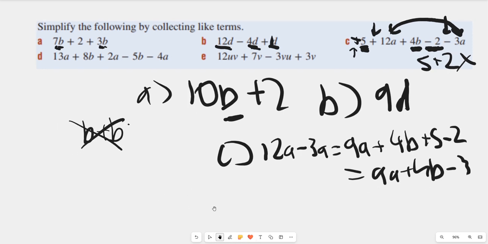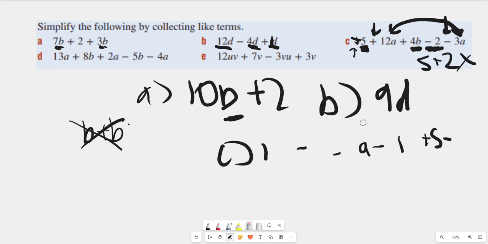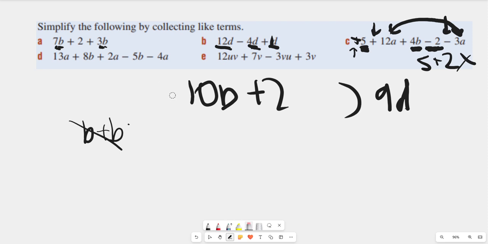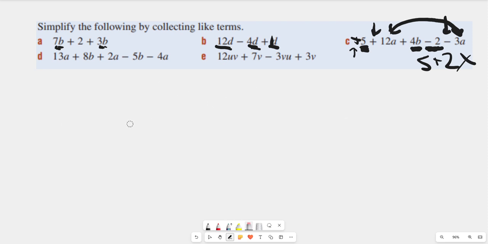We will also just complete the last two. Let me erase these. Okay. So now for the final two here, and again, this is the step I always want to do. Always underline all of your like terms.